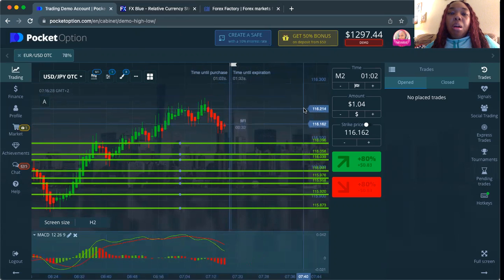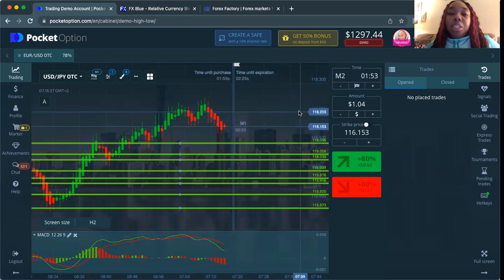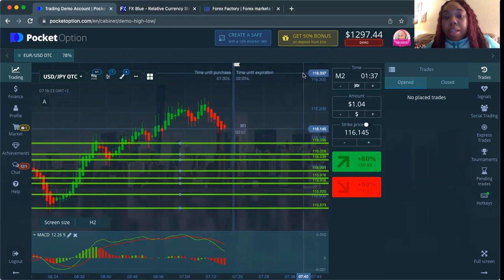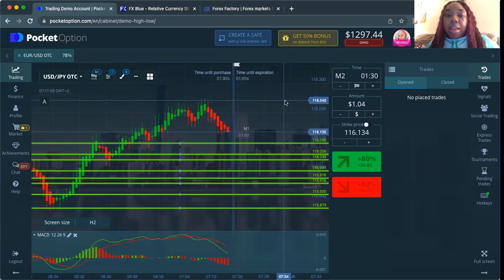A lot of people highly love and recommend binary just because it's based off of prediction. You're predicting where price is going to go. If you're predicting that price is going to go up on a certain pair, and price actually goes up, you make money. That's pretty much as simple as it gets.